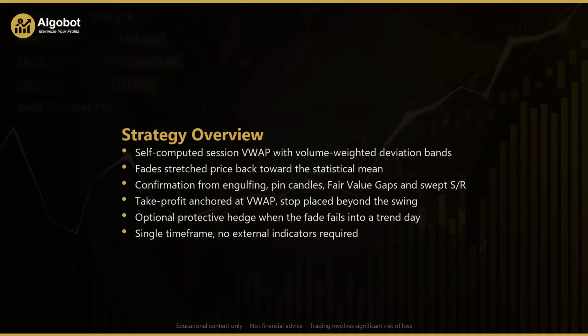The strategy also has a defensive feature built in. Sometimes a stretch to a band isn't exhaustion at all. It's the beginning of a strong trend day. To handle that case, the expert advisor can open an opposite hedge position that targets a continuation move, while the original fade is closed for a small, controlled loss. This is all about managing the times when the mean reversion idea simply doesn't play out.